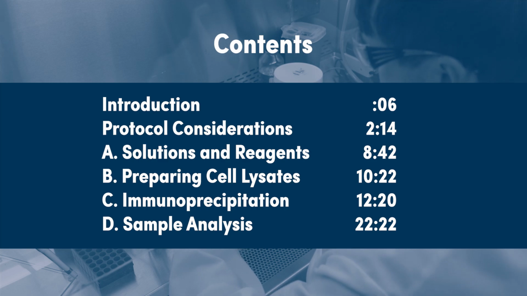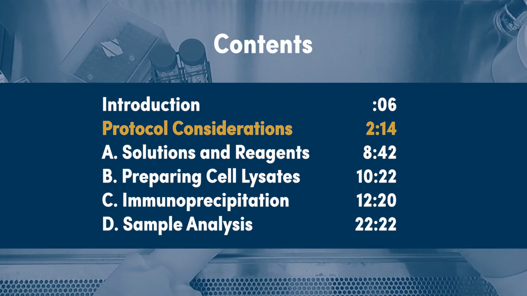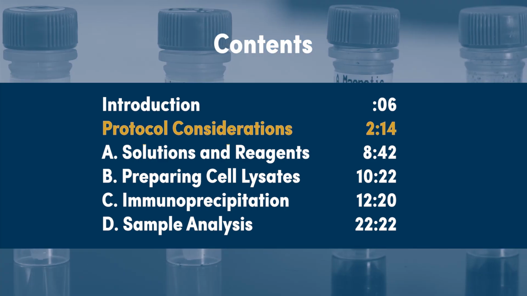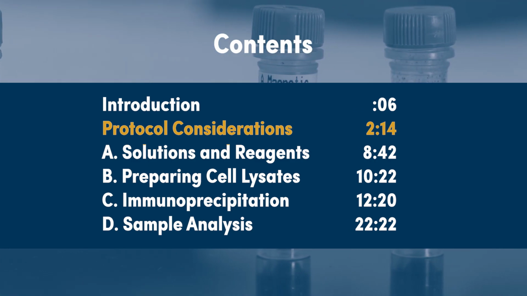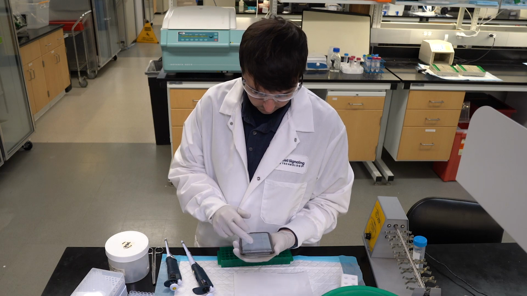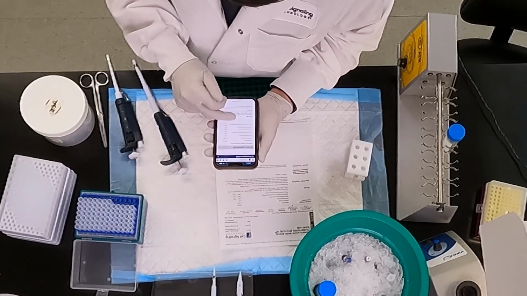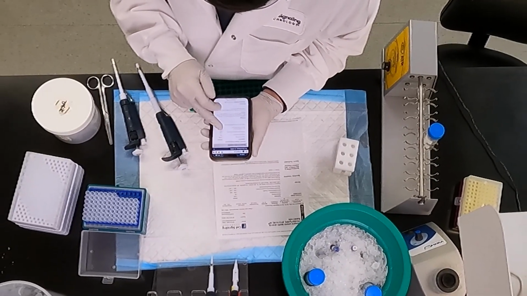We recommend that first-time users make sure to watch the Protocol Considerations chapter, which covers tips for experimental design, controls, and advice for choosing reagents. You can also follow along with the written version of the protocol, available on cellsignal.com and linked below this video.